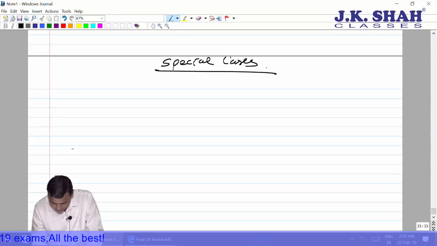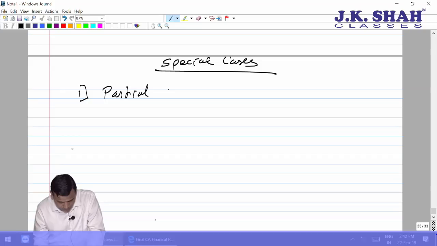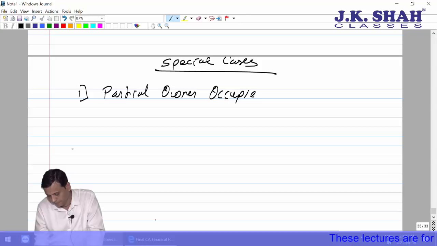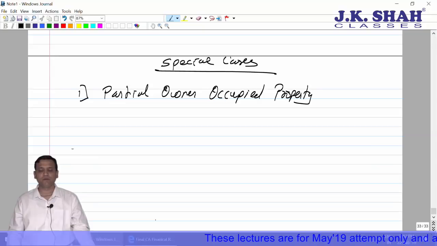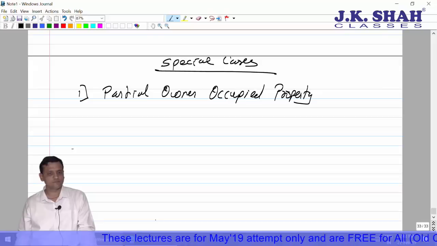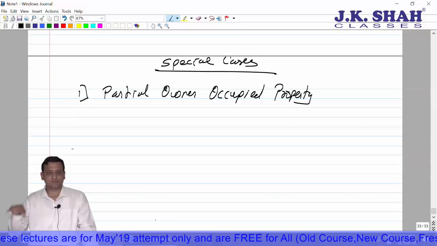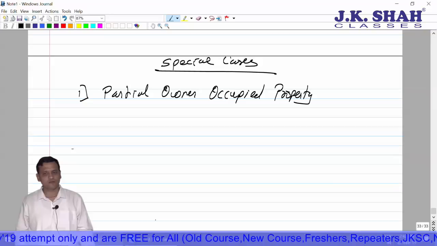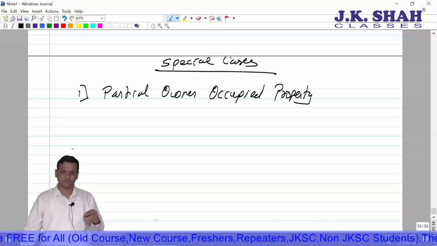First area, partial owner-occupied property. Let me make you explain here. This premises at our Andheri branch, say five floors are there. Three floors have been rented out. Rental income and all these things. Two floors I am using it.